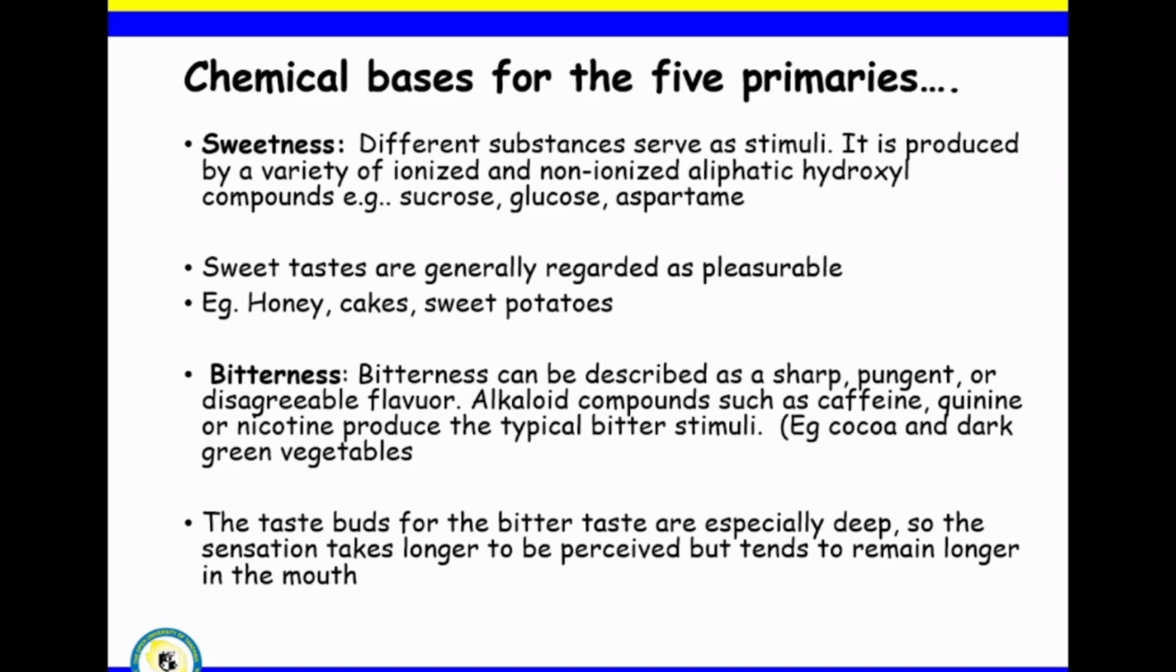Another chemical basis is bitterness. Bitterness can be described as a sharp, pungent, or disagreeable flavor. Alkaloid compounds such as caffeine, quinine, or nicotine produce the typical bitter stimuli, for example, cocoa and dark green vegetables. The taste buds for the bitter taste are especially deep, so the sensation takes longer to be perceived, but tends to remain longer in the mouth.